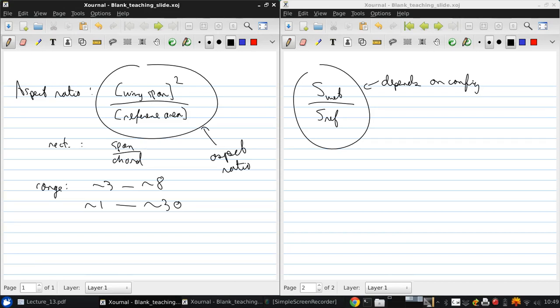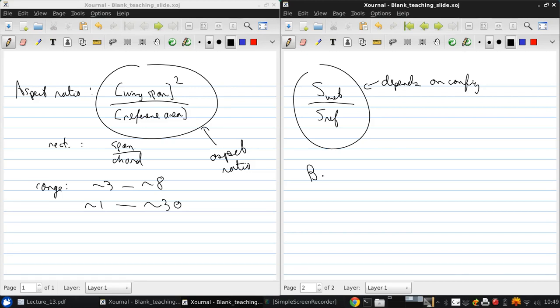Now, there's a figure in Raymer, which is also in the notes, which I won't recreate here, that just gives an idea of some of the wetted area ratios for different kinds of aircraft. Just to give you a couple of ideas: for a B-47 bomber, S wet over S ref is about 8. For a 747, it's about 6.5. And for a fighter like an F-4, it's about 4.